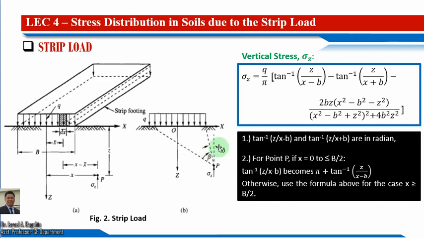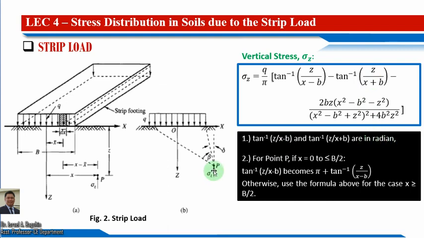Okay, so we will use these angles in our formula, in our calculation, especially if we are going to use the graph. And for the vertical stress sigma z, this is just equal now to q, the uniform pressure q over pi times this quantity here. Take note that this inverse tangent of x over x minus b and this inverse tangent of z over x plus b here must be in radian unit. Okay, it is in radian.